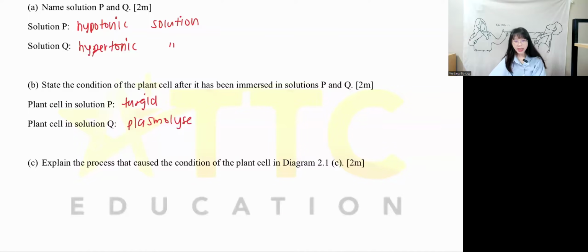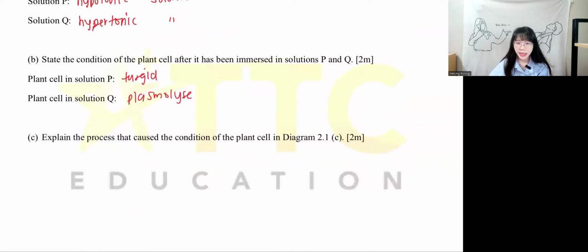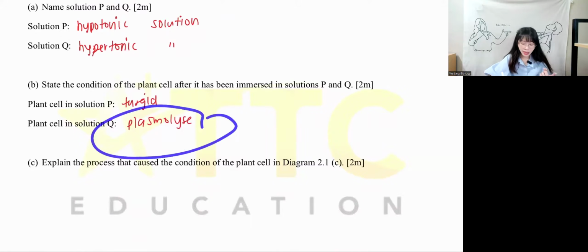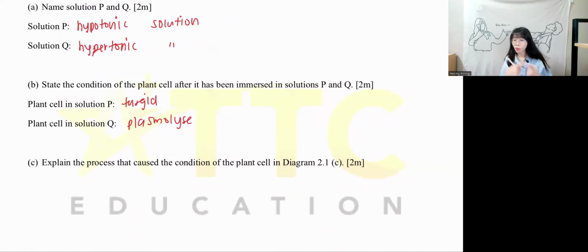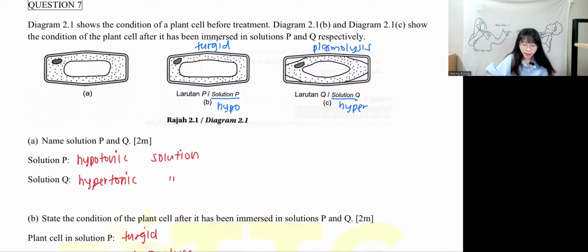Easy question. Explain the process that has caused the condition in the cell in 2.1c. C is plasmolysis. Usually, if you want to explain your answer, we will not choose to repeat whatever we have written over here. We can write the other 2 sentences because we already have the term. We still have the water molecule and the explanation, so you can choose to write another answer. If you want to write the same answer again, it's not wrong, but choose to write another. In this situation, does the plant lose water or gain water? If they have plasmolysis, does water diffuse out or diffuse in? Diffuses out, correct?